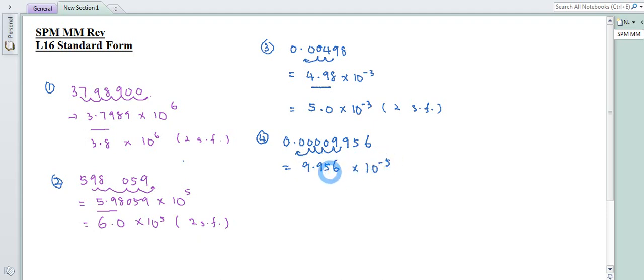Now we have four significant figures here. I want to round it off to 3. 6, I need to add 1 here. 9.96. Okay, the rest we just copy this one. Okay, so these are three significant figures. Okay, it's not that hard, right?